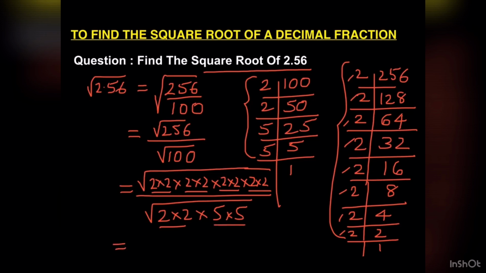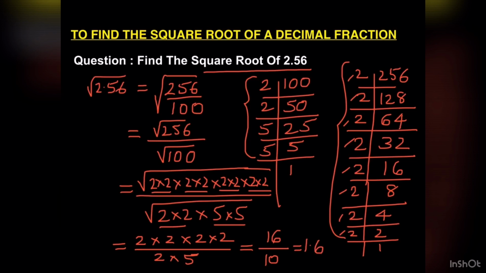Next step, we will pair the same factors in this way, even in the denominator. Now this is equal to, now we will take out one factor from each pair. So 2 times 2 times 2 times 2 in the numerator, and in the denominator 2 times 5. This is equal to, in the numerator we have 2 multiplied 4 times, it gives 16, and in the denominator we have 2 times 5, it gives 10. This is equal to, we can write 16 by 10 in decimal form as 1.6. Therefore square root of 2.56 is 1.6.